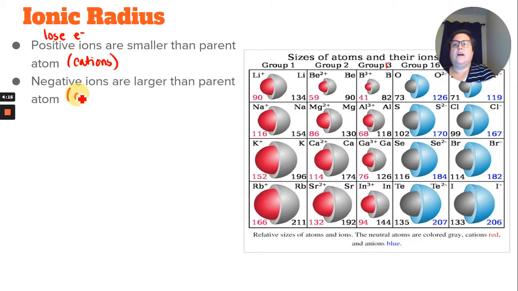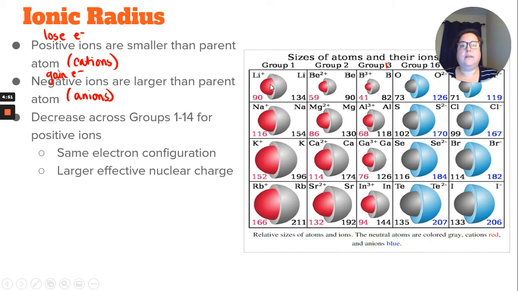Negative ions are your anions, and we are gaining electrons. And so what happens is that effective nuclear charge starts to weaken because you're adding more negatives, and so there's not as much attraction between the positive and negative when you have more negatives. So it's allowing that energy level to kind of expand a little bit. And so we can look at groups 16 and 17 here, and that blue shell, which is your anion, is getting larger than that gray parent atom.